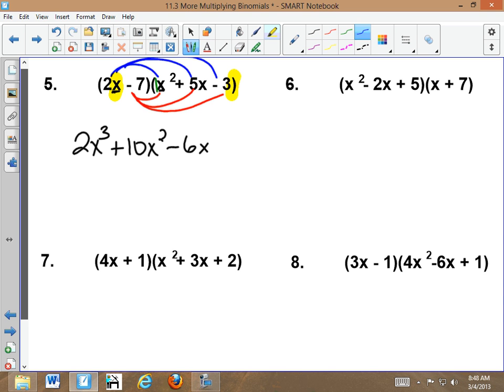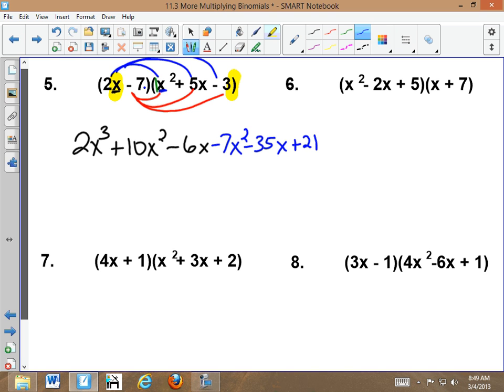Now, I do the negative 7. Negative 7 times 1 is negative 7. No x's with the negative 7. 2 x's here, so I have 2 x's total. Negative 7 times 5 is negative 35, 1x. Negative 7 times negative 3 is a positive 21.